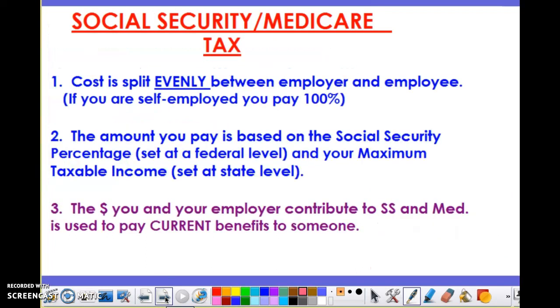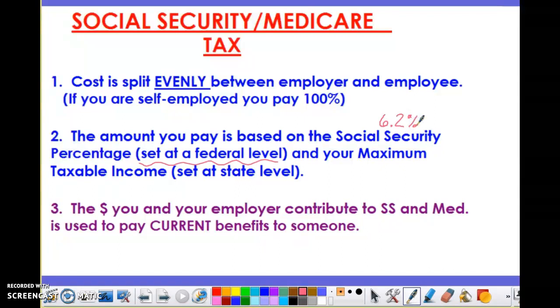So with Social Security and Medicare tax, this cost is split evenly between the employer and the employee. So whatever comes out of my paycheck, the same amount is being contributed by my employer, who I work for. If you are self-employed, obviously you don't have anyone to split it with, so you'd be paying 100% of those fees. The amount you pay is based on the Social Security percentage, and this is set at a federal level. Right now our Social Security percentage that we pay is 6.2% of our income.